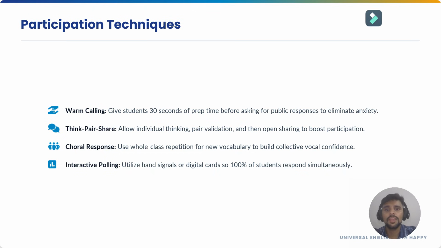Technique 4. Interactive polling. Instead of asking, does everyone understand, and getting silent nods, use interactive polling. Have students raise colored cards, red for confused and green for clear. You can choose your own as well. Use hand signals, 1 to 5 fingers, or answers via digital tools. This requires 100% active response from every single student in the room simultaneously.